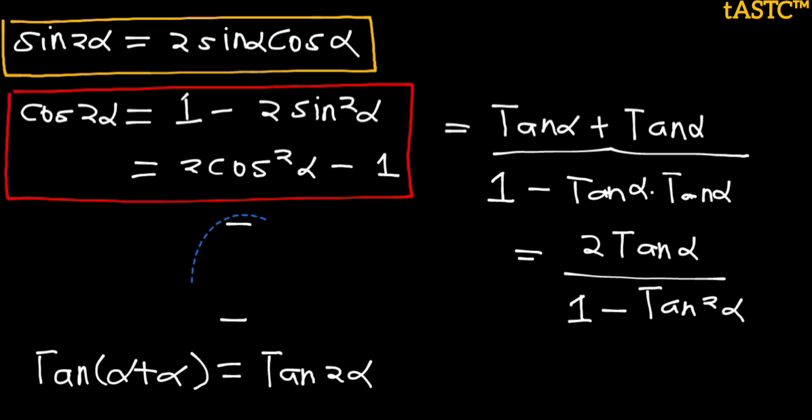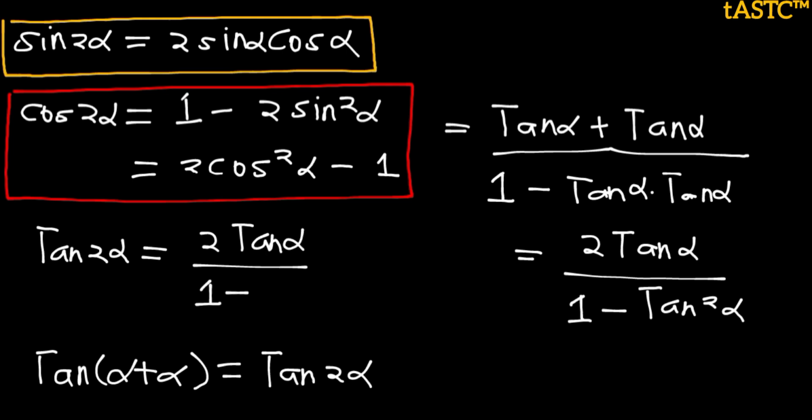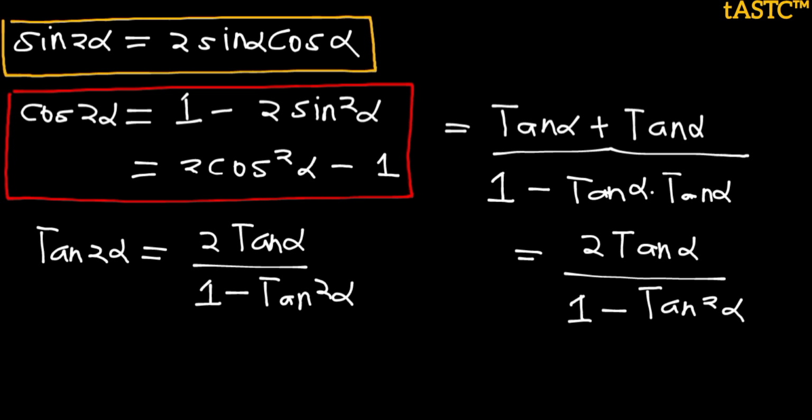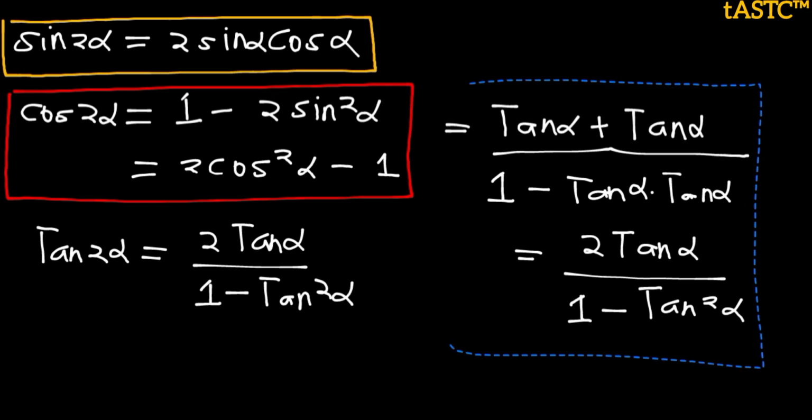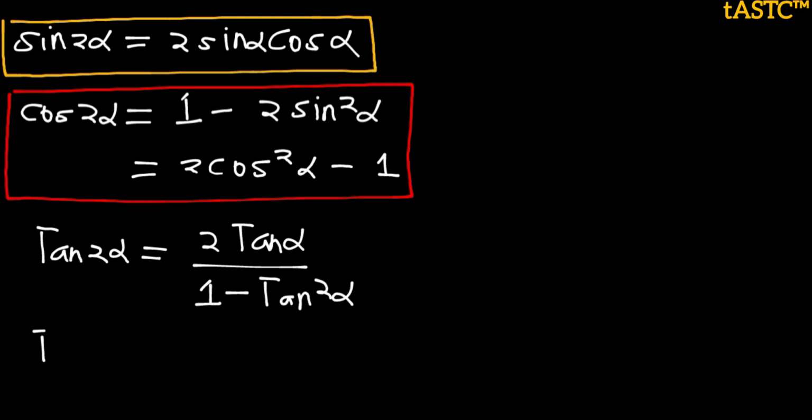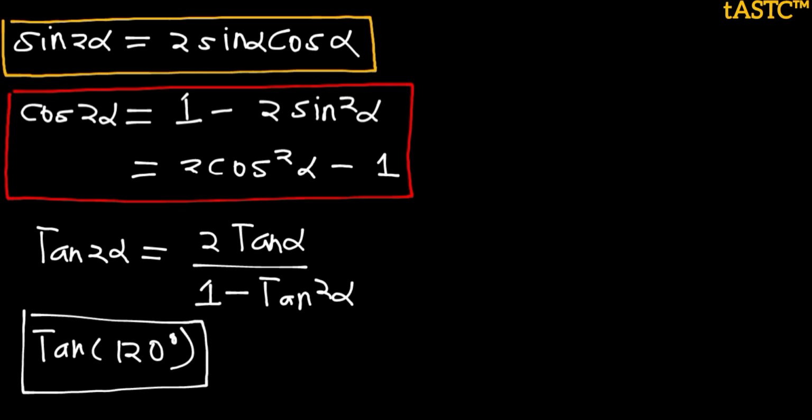So I need to write it here. So tan 2 alpha is going to be 2 tan alpha divided by 1 minus tan squared alpha. So that is what you got. That will be the answer to the question. So let us try another example. Let us say that you had tan 120 degrees. What is going to be the answer to this question if you were required to use the double angle formula?